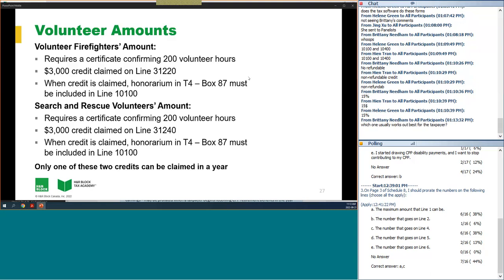Choose which one is best. The problem is, because Brittany anticipated me already, which one works out best for the taxpayer? It depends entirely on the taxpayer and their family situation. So I can't give you an answer for which one is going to be better. Sometimes it's better to have more taxable income and a non-refundable credit. Sometimes it's better to have less taxable income and no non-refundable credit. So you have to do the tax return to find out what's going to be better.